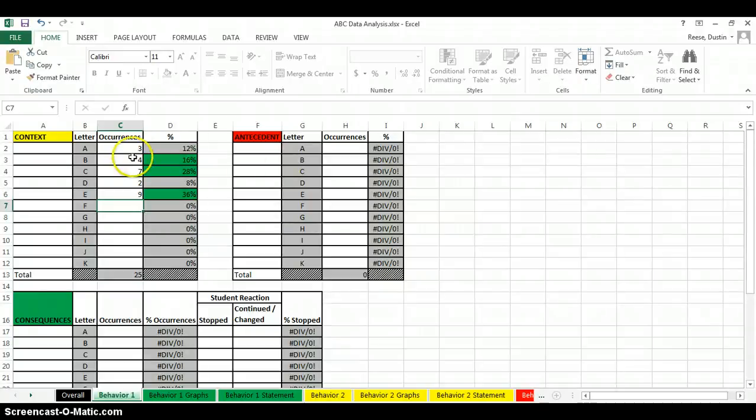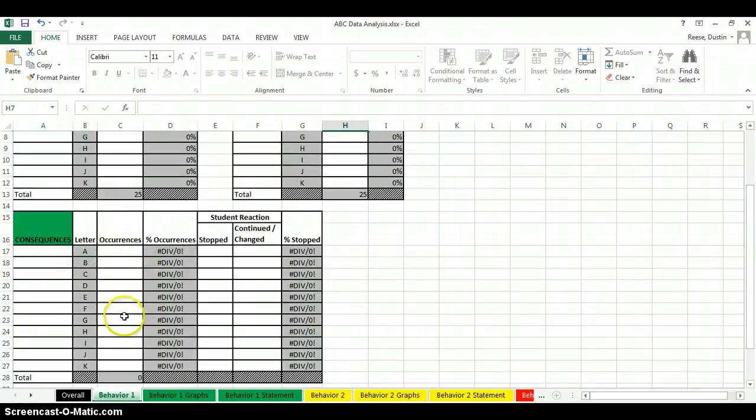So what it's doing is it's summing the total amount that it occurred in each context and the percentage that it occurred. And what it also does is it's going to highlight the 3 most often ones. So if you notice, it occurred in E 36% of the time, C it occurred 28%, and B it occurred 16%. So it's going to highlight the ones that occurred most frequently. Let's enter some information for the antecedents as well. So as you can see, it did the same kind of thing for the antecedents. The ones that occur most frequently get highlighted. Okay? Now let's move on to the consequences.